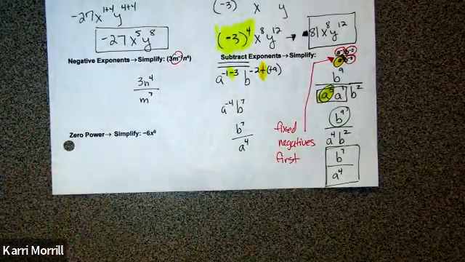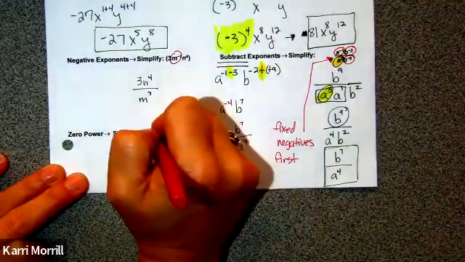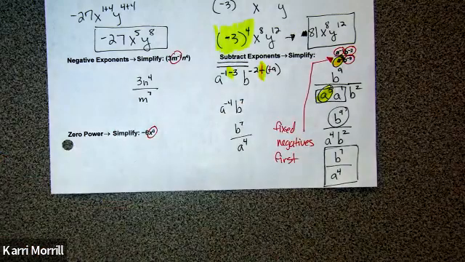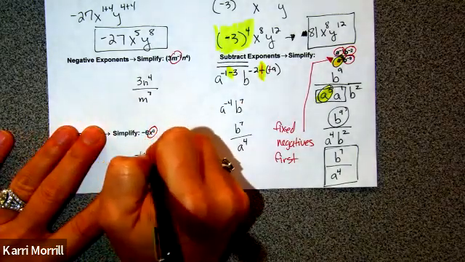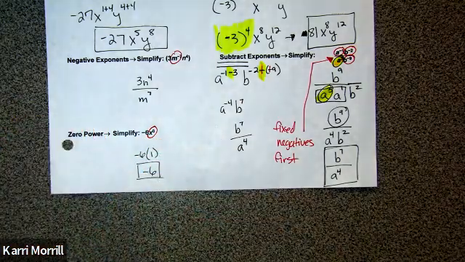Okay, and then the zero power, we never want to say this is my answer, have an exponent with a zero power. It's given an assigned value of 1. So this is like saying -6 times 1, which means that one would be -6.